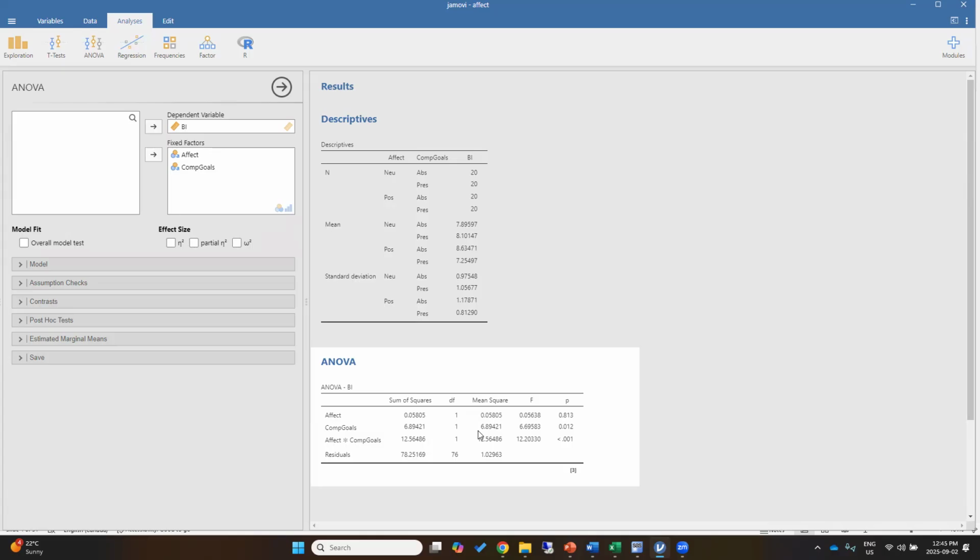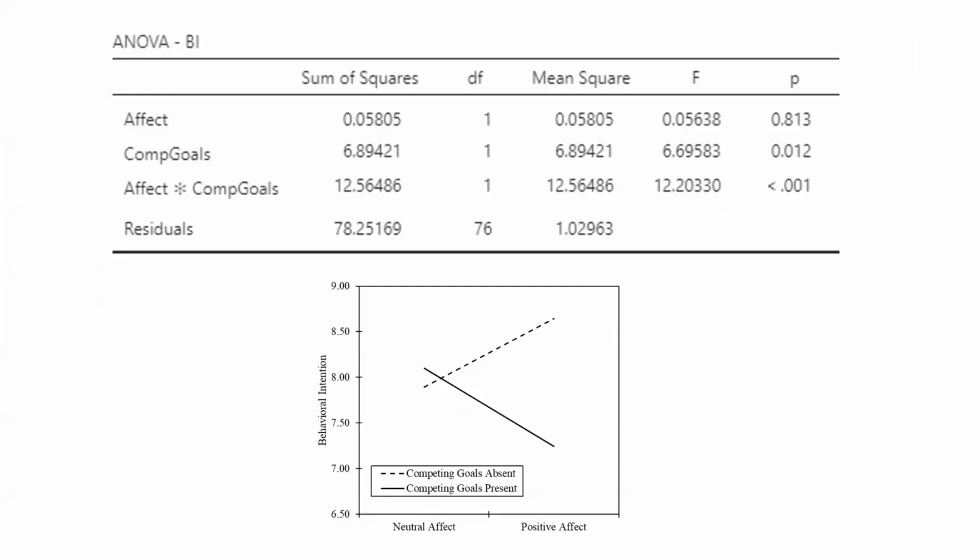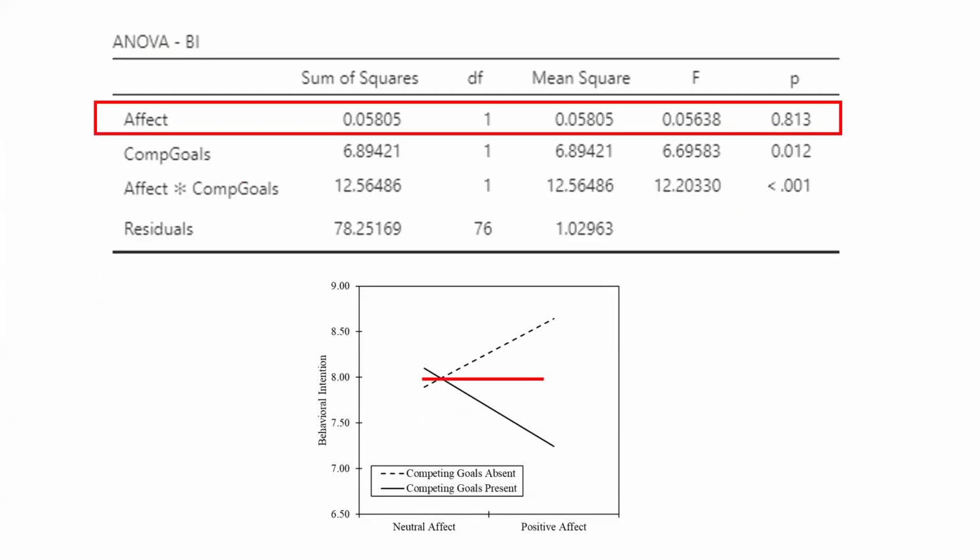Now, this is the same table that's on the other slide, so I'm going to go back over there. So we can start to unpack this. I see that I have my main effect of affect. And if I think about that on the plot, that's represented by that red line shown there, right? It's the average of affect, averaging across goals condition. So if I ignore the goals condition and ask, what's the mean in the neutral affect condition? What's the mean in the positive affect condition? Here we can see that the p-value is 0.813.